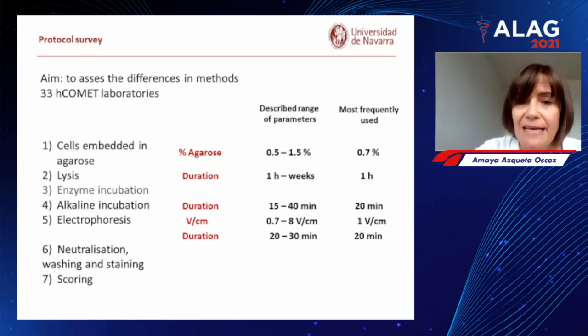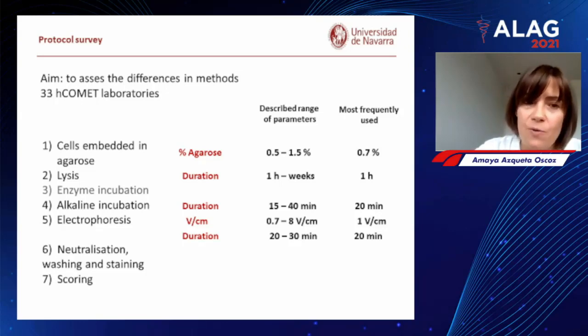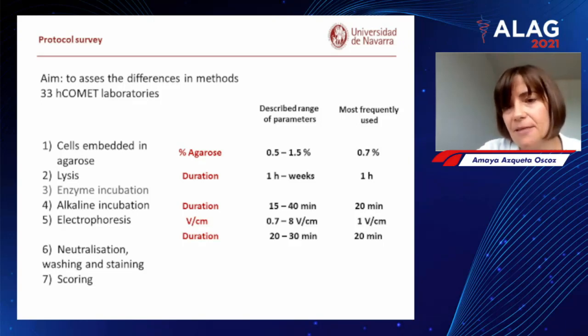Regarding the duration of the lysis, it went from 1 hour to weeks, being 1 hour the most used. Regarding the duration of the alkaline incubation, it went from 15 to 40 minutes, being 20 the most used. Regarding the electrophoresis, the voltage per centimeter went from 0.7 to 8 volts per centimeter, being 1 the most used. And the duration of the electrophoresis went from 20 to 30 minutes, being 20 minutes the most used.